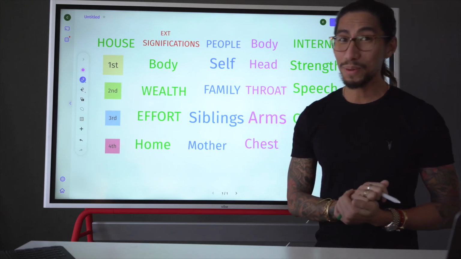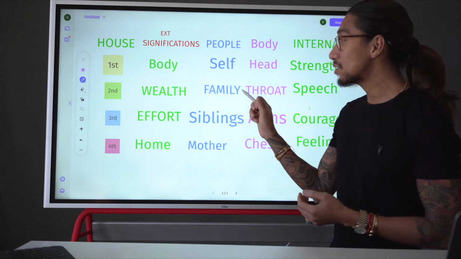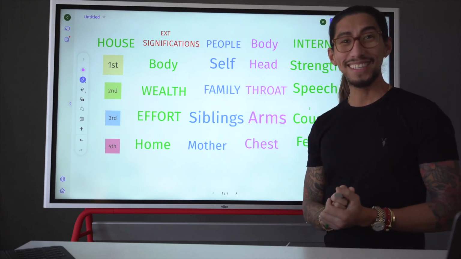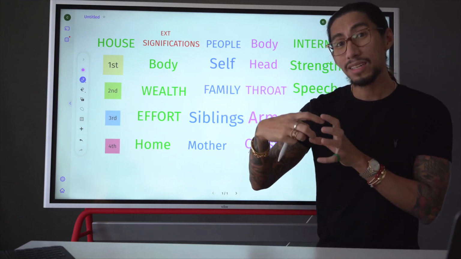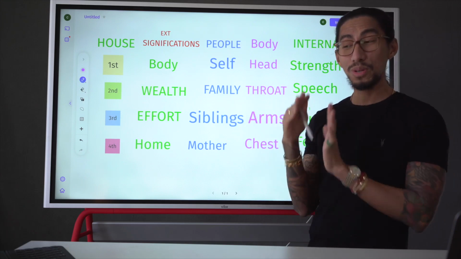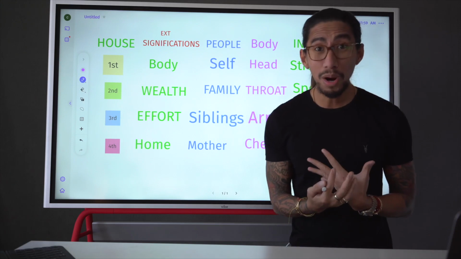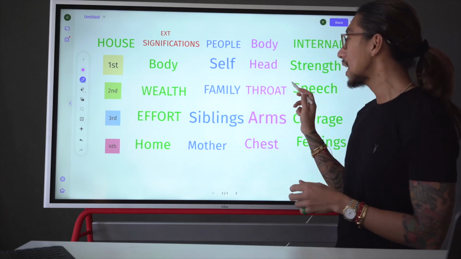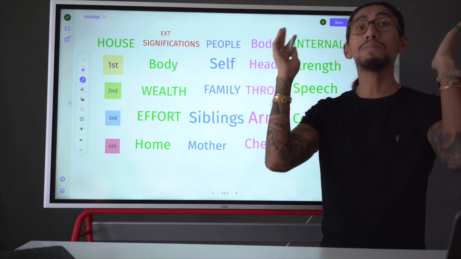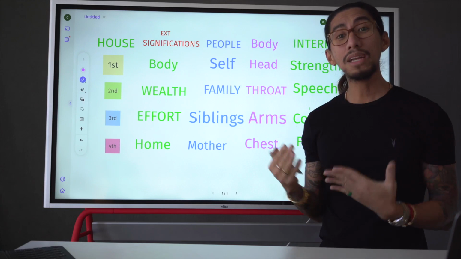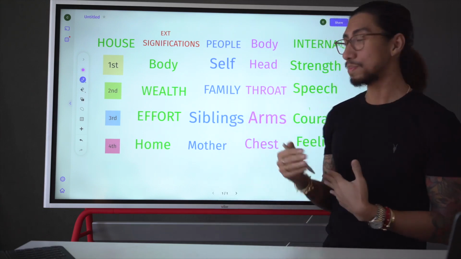As far as people, the second house is going to be the family, and that family is normally the close ties, the ones that are close to you. Now, the body part that the second house rules is the throat. So from the head, next comes out the throat. Just imagine your mom giving birth. Each house is each part of the body.